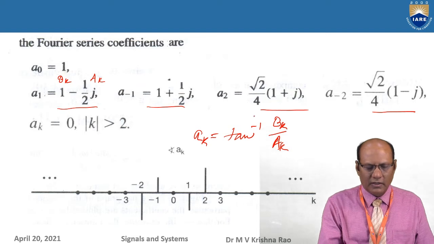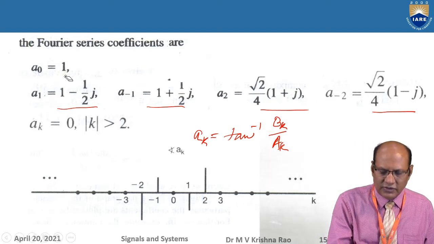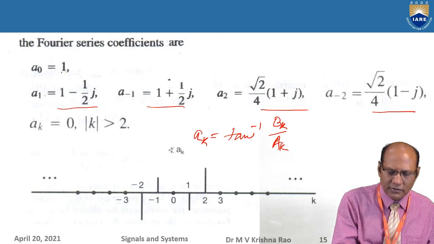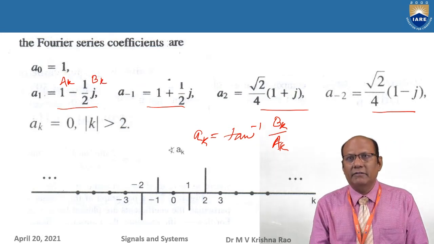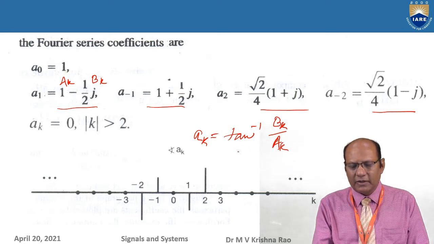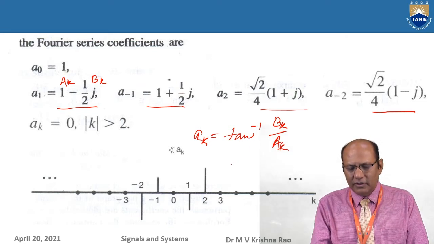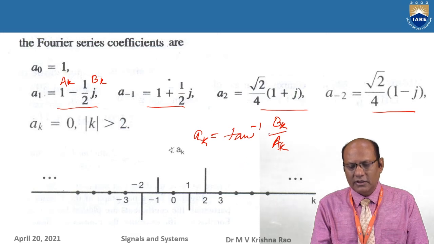Here of course I have reversed, I think. So let me correct this. The real part is AK, imaginary part is BK. That is how it is. So this is tan inverse of BK by AK. Now if I find it like this, for A0, only the real part is there. Imaginary part is 0. So tan inverse 0 is 0.